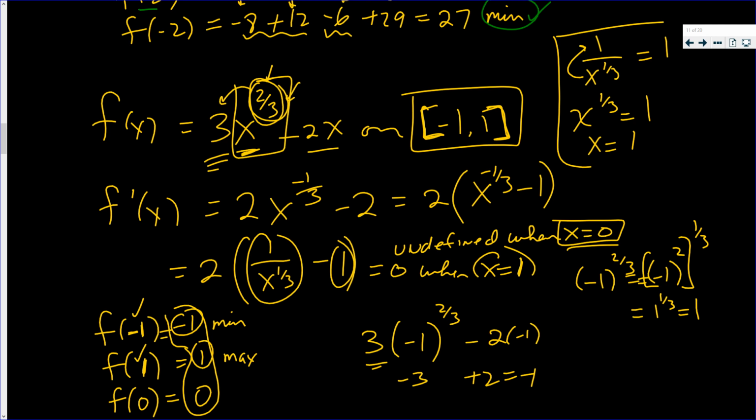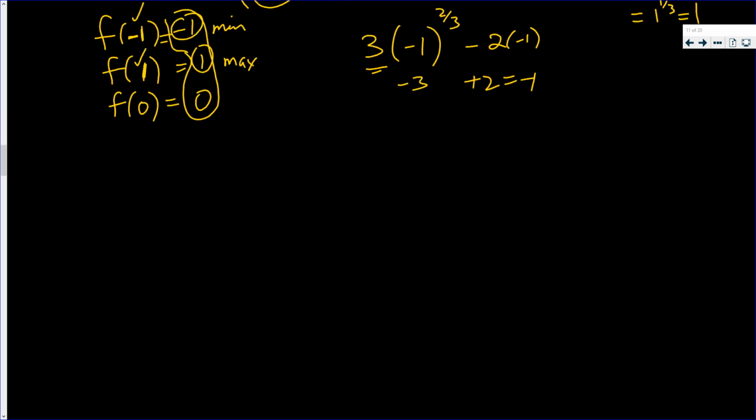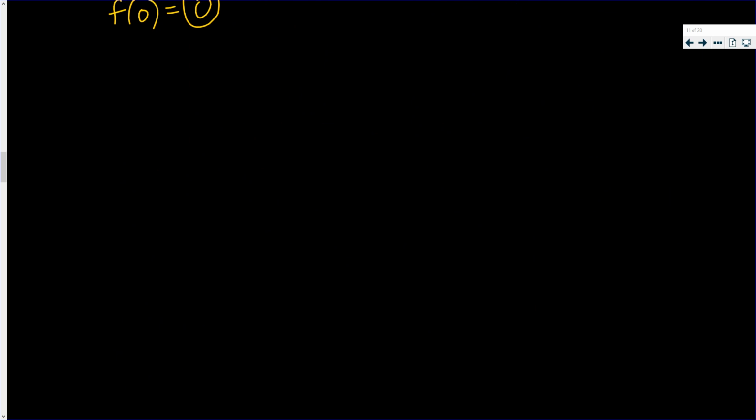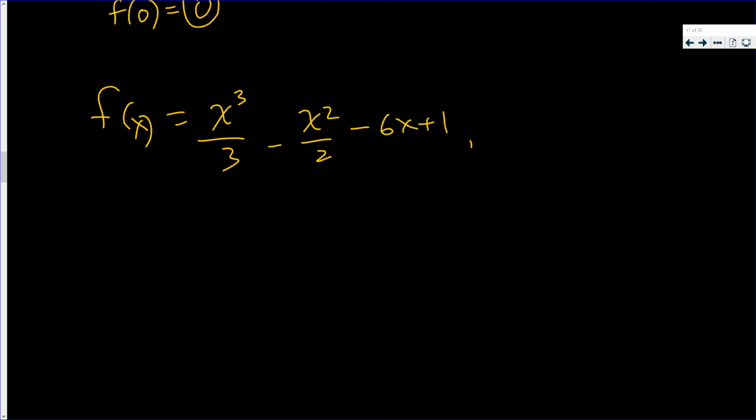Let us try one more problem. Check the endpoints and check the critical values. So if you have f of x is equal to x cubed over 3 minus x squared over 2 minus 6x plus 1, and the interval is -1, 5, not including 5. And you want the extreme values.